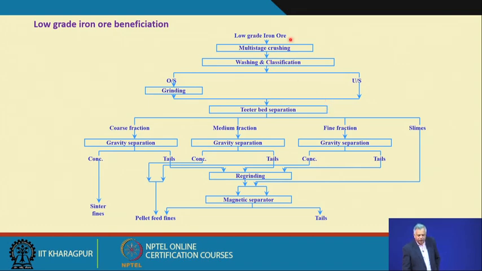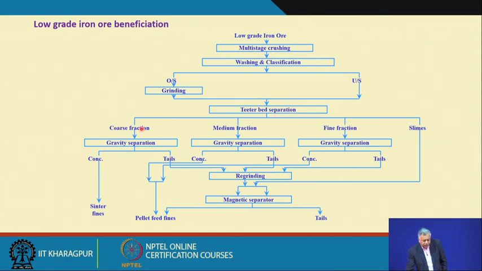Now, you are getting low grade iron ore. Again, we are going for multi-stage crushing, washing and classification, that is to get rid of your slimes. Then the oversized material you are going for grinding, and the undersized materials you are sending to teeter bed separation, that is for gravity separation. Then you are having 3 or 4 different fractions like coarse fraction, medium fraction, fine fraction and slimes. So, you have to follow the arrows, okay, where it is coming.